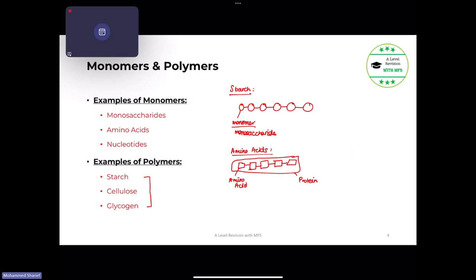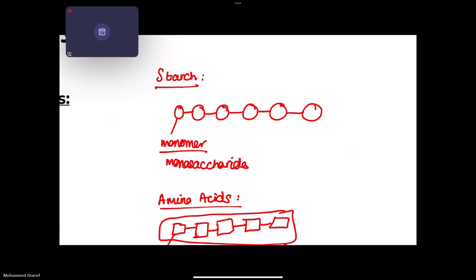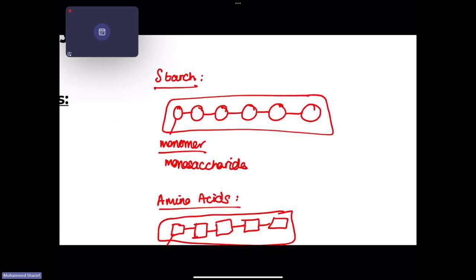Now, you've probably been wondering, we've got this long polymer over here. How are these small monomers actually joined together? Okay, so we've got many repeating units, but how are they actually joined together? Well, this is actually called a chemical bond. Each of these monomers is joined by a chemical bond.